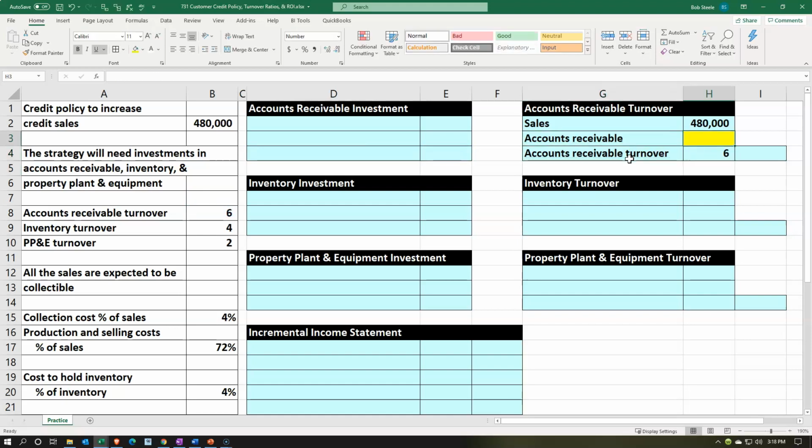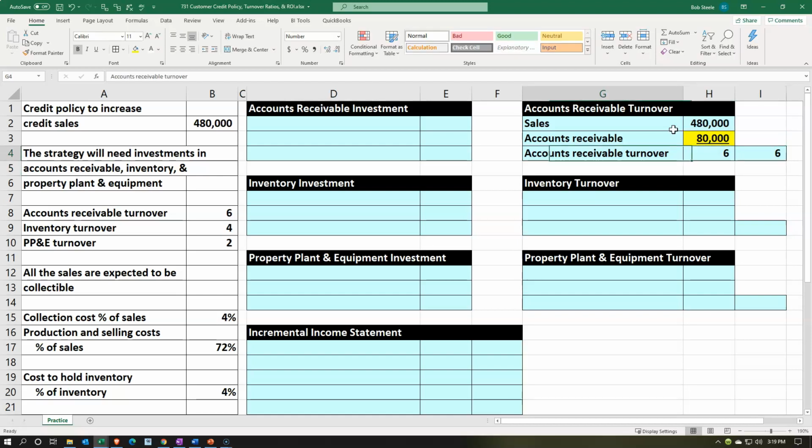6. So if we back into this, we can write this out algebraically. Sales, 480,000 divided by X equals 6. And if we were to do the math on that, we need the 480,000 divided by 6. And there we have it. We can double check this by saying this equals the 480,000 divided by that 80,000. That gives us 6.